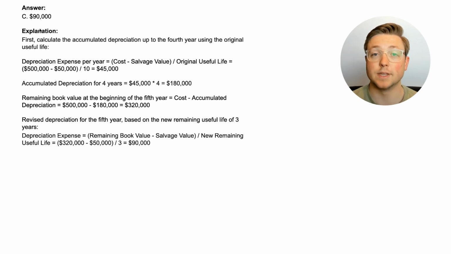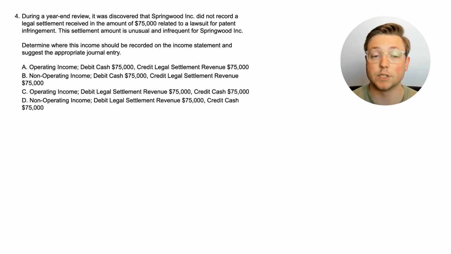All right, let's go to the next question. All right, here we are at question 4. During a year-end review, it was discovered that Springwood Inc. did not record a legal settlement received in the amount of $75,000 related to a lawsuit for patent infringement. This settlement amount is unusual and infrequent for Springwood Inc. Determine whether this income should be recorded on the income statement and suggest the appropriate journal entry.